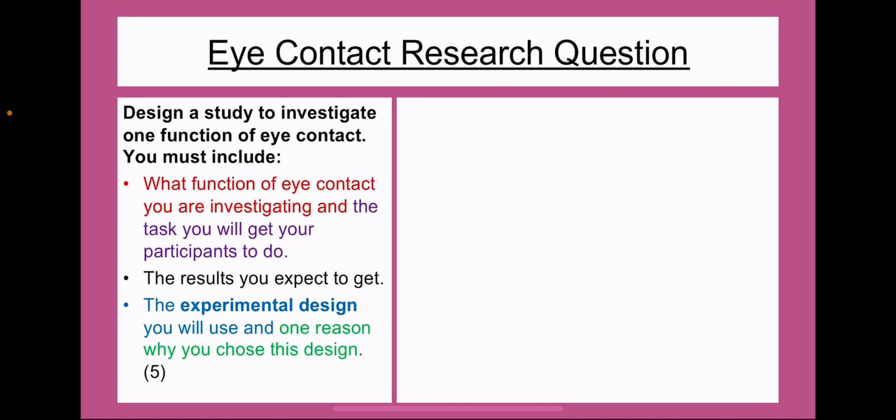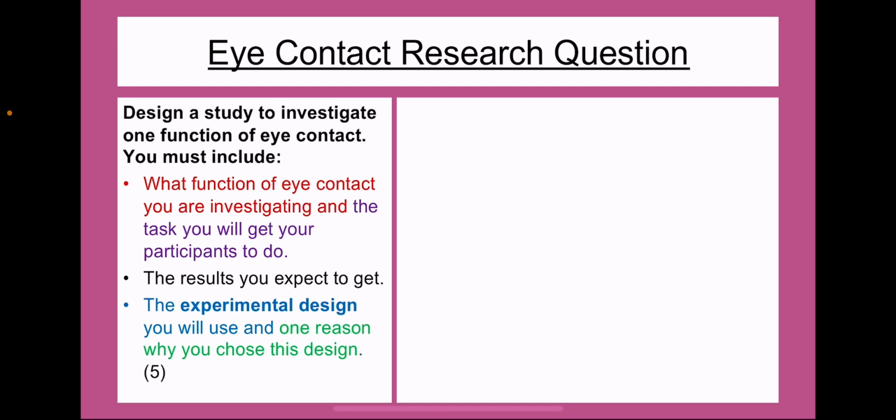So look at the layout of the question here, 3 bullet points, but each bullet point makes it really, really clear on what you've got to do. So design a study to investigate one function of eye contact. You must include what function of eye contact you're investigating and the task you will get your participants to do, the results you expect to get, and finally the experimental design you will choose and one reason you chose this design.